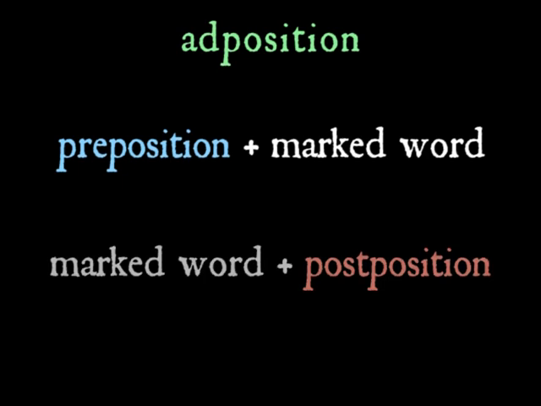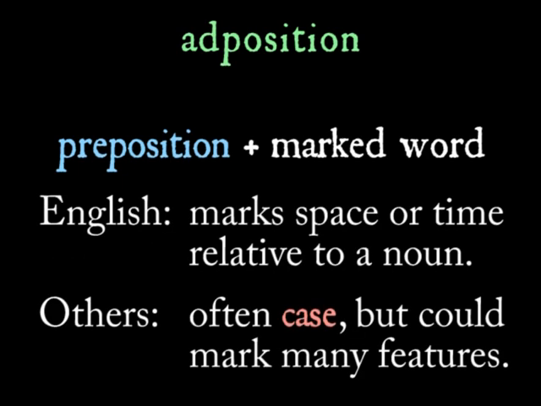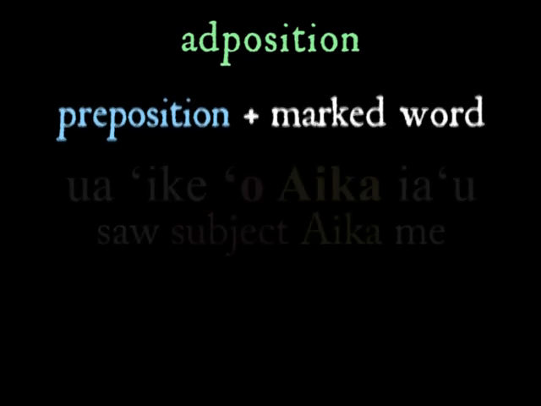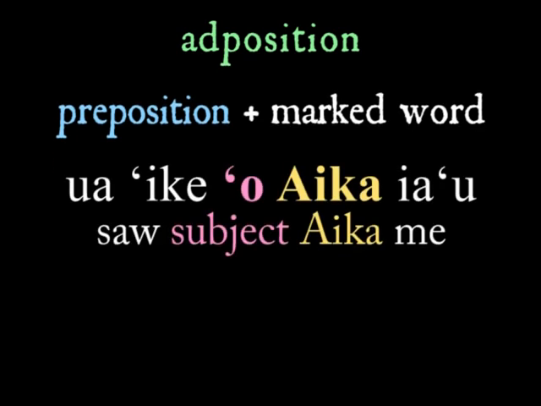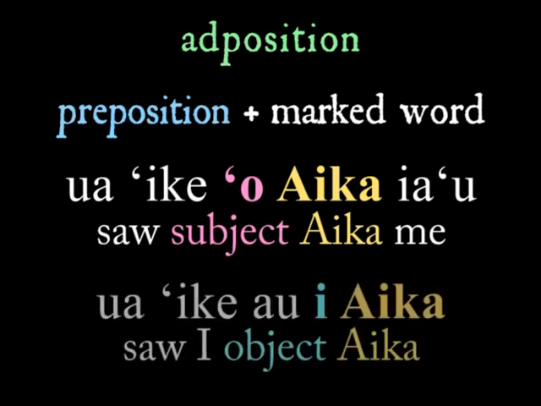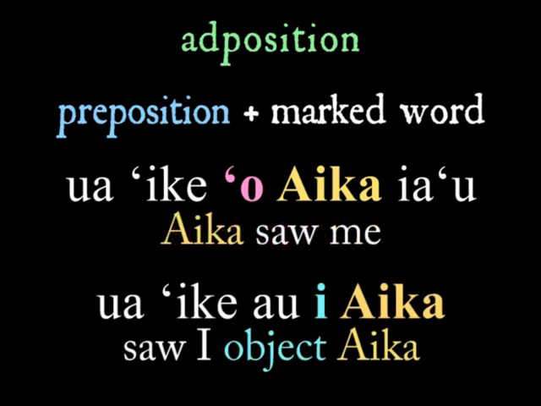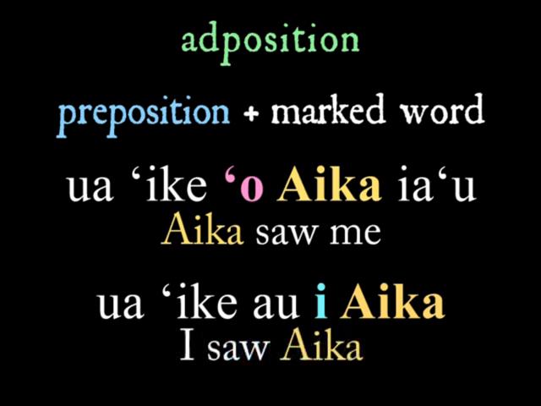I've already mentioned a few prepositions in English, but prepositions don't have to mark space or time relative to someone or something in other languages. In Hawaiian, for instance, prepositions mark a subject. The preposition "o" marks a subject, whereas the preposition "i" marks an object. Here are two examples. Here we see an example of a language using prepositions to mark a grammatical feature we've talked about before. So keep your eyes open for languages that do this, that use adpositions rather than, say, inflectional affixes.